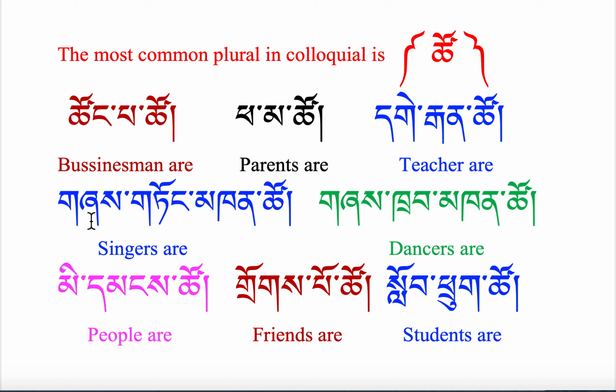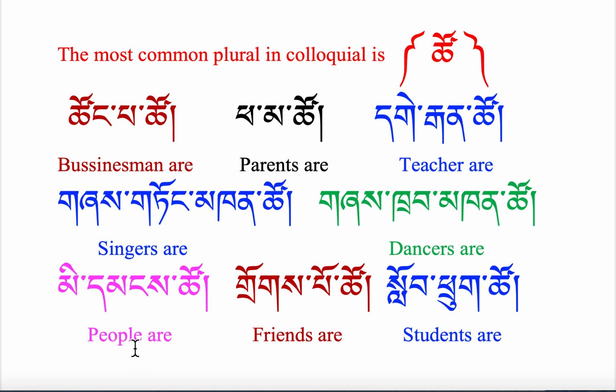As here, singer. When we add tso, it's like singers are, beautiful, something like that. Then dancer. When we add tso, it means dancers are good, something like that.